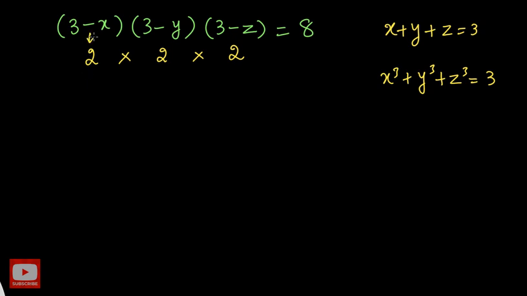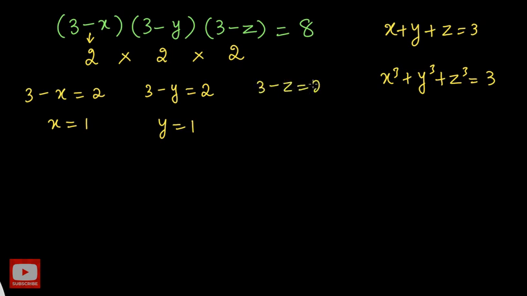So if you equate 3 minus x to 2, you get x value as 1, right? Because 3 minus 1 is 2. In the same way, if you equate 3 minus y to 2, you get the same value, y is equal to 1. And from 3 minus z equal to 2 also, you get the same value, z equal to 1. So we get one pair, x, y, z, all of them are equal to 1.